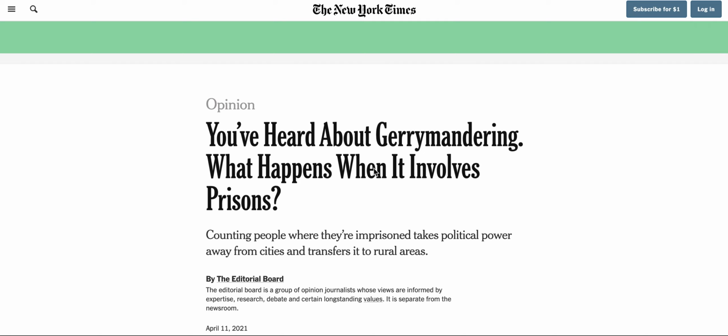So, obviously, from the title, you can see that this op ed is going to talk about gerrymandering. It's something that, based on the readership of the New York Times, we assume that people know about, at least people reading this article. But because this is a two-sentence title, it's going to get more nuanced than that. So, specifically, we're going to talk about prisons.